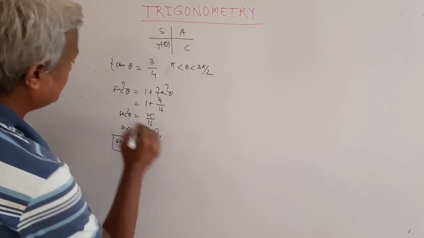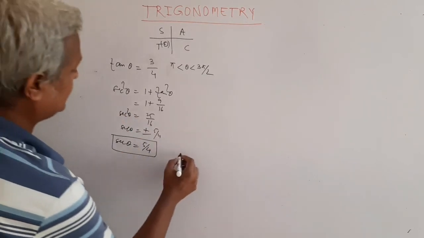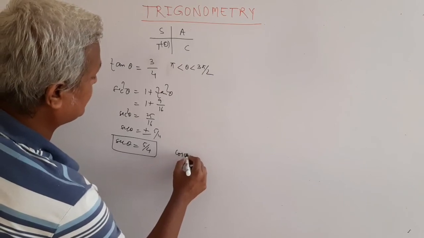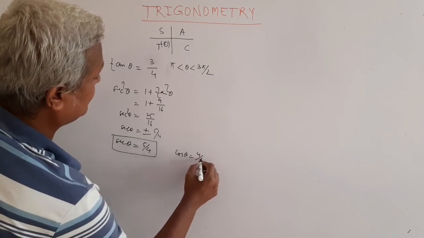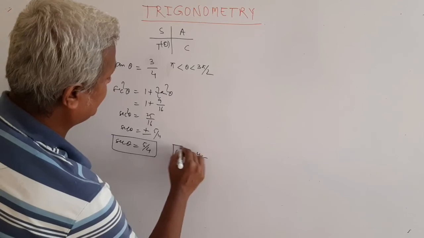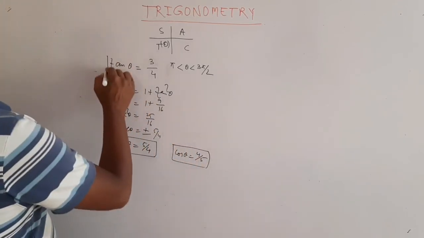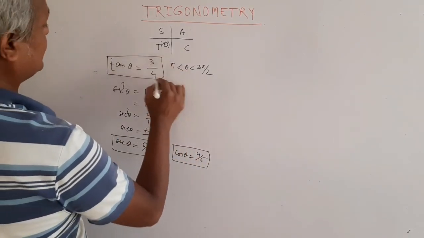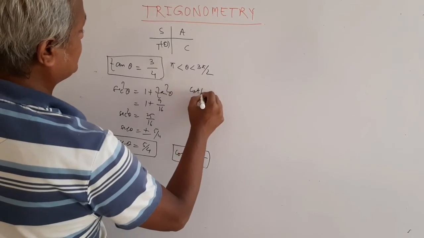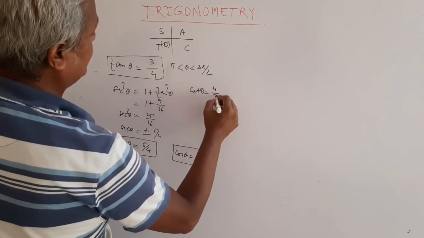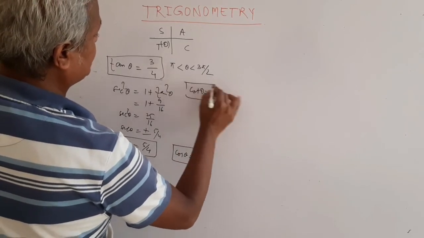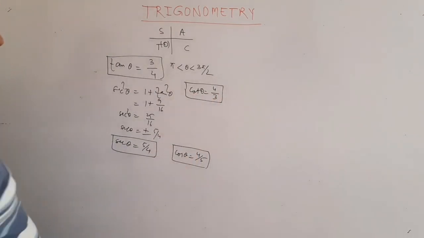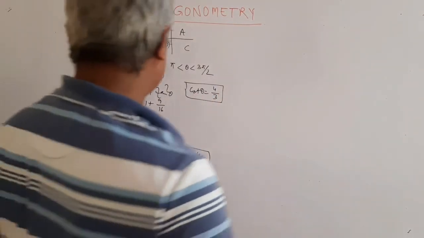Now when you have found sec, you can find cos. Just take the reciprocal: cos theta is minus 4 over 5. You found this one also. Now tan theta is already given, just take the reciprocal and you get cot theta, so cot theta is 4 over 3. Four t ratios we have already found. Now we are going to find the final ones, that is sine and cosec.